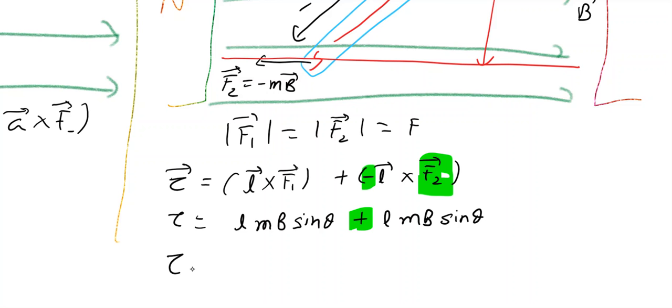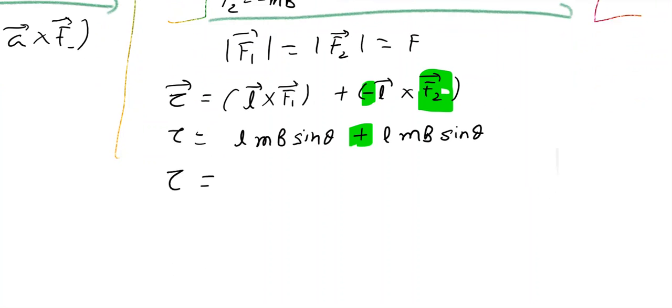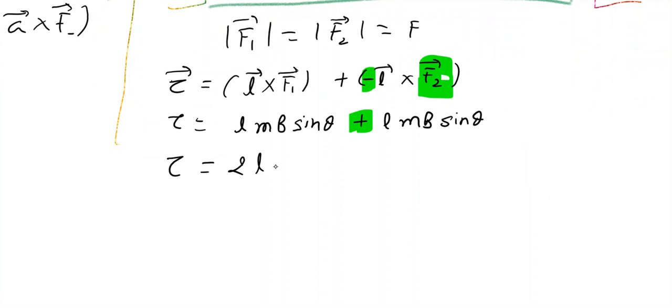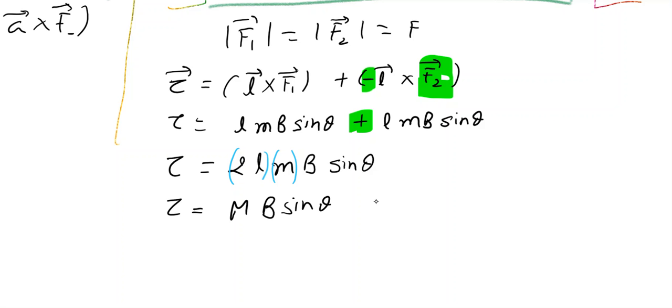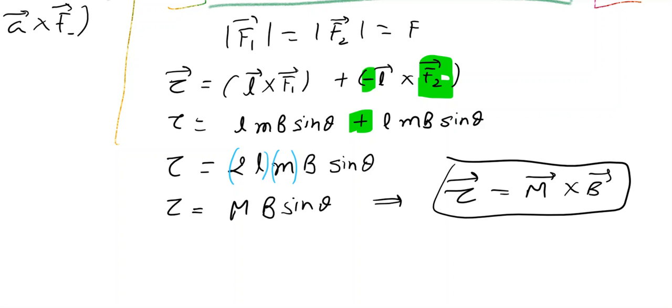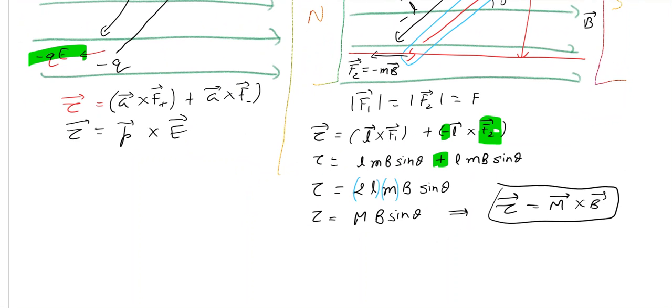So what is the torque? Torque now is 2L mB sine theta. But 2L into m, that is pole strength into separation, is nothing but the dipole moment, and hence it becomes MB sine theta. Or else I can write this as M cross B. So that is the torque acting on the magnetic dipole, which is very similar to what we had earlier in electrostatics. Compare the two.